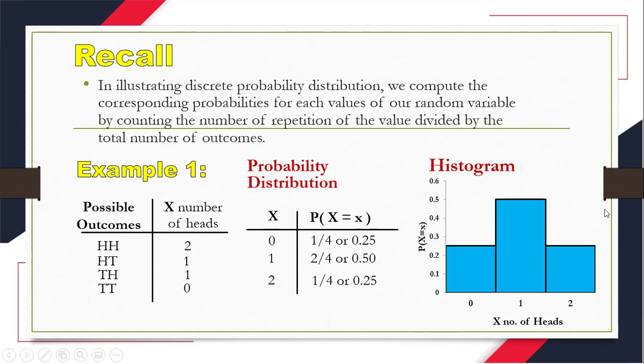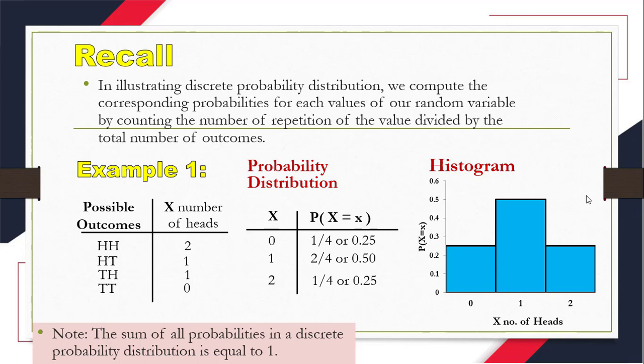Now, if we are asked to illustrate the histogram of our probability distribution, then it will look like this. A histogram is more like a bar graph showing the probabilities for each random variable. As you can see, the vertical axis shows the probabilities corresponding to each random variable X on the horizontal axis. So you just do it like this, okay?